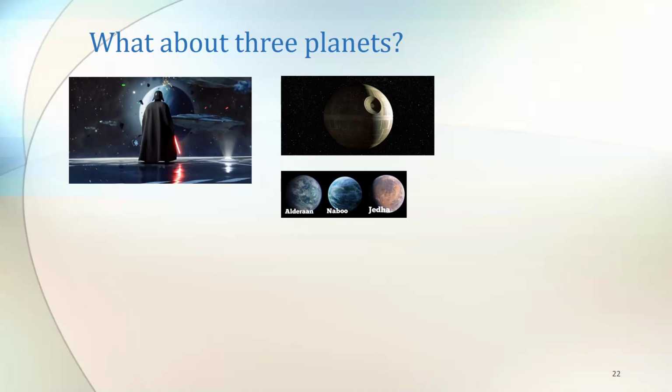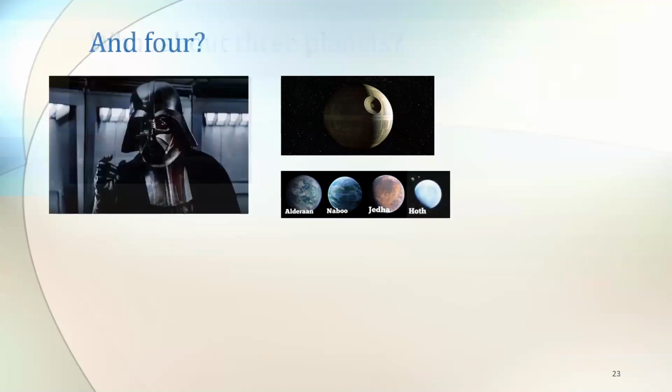Yeah, we can hold Alderaan first, and then we have two possibilities. Or we can hold Naboo first, and then we have two possibilities for Naboo. We can hold Jedha first, and we have two possibilities. So that's 3 times 2, which is 6. All right. So what about 4 worlds?